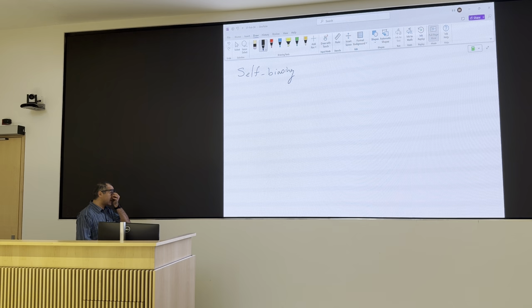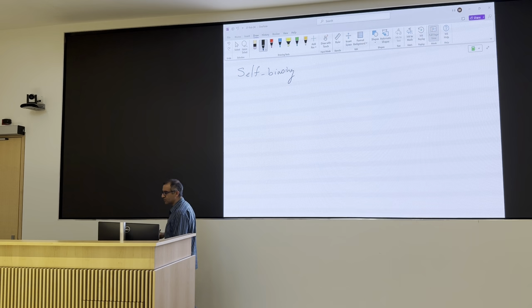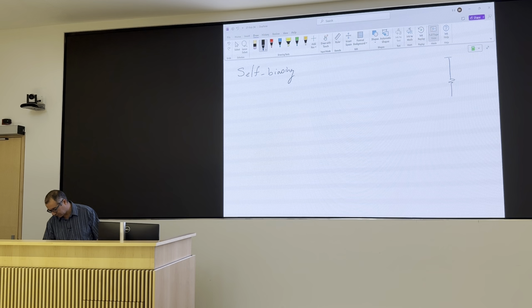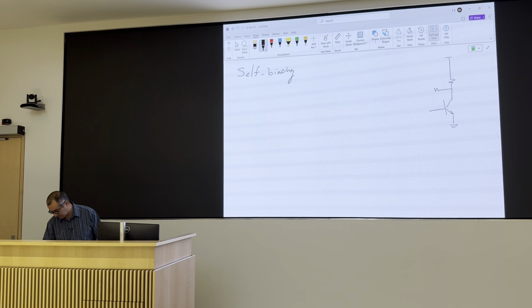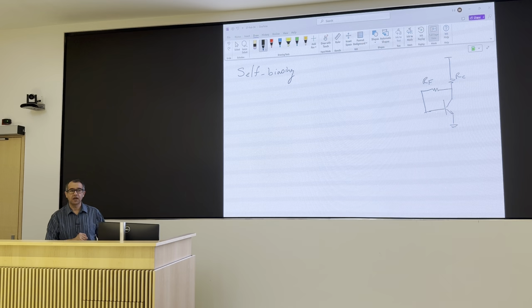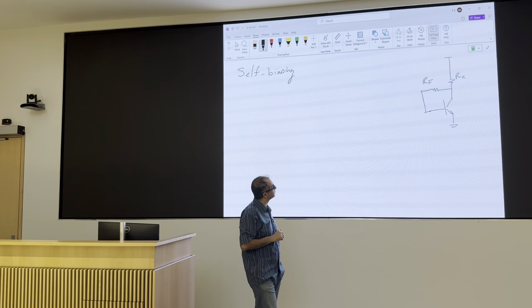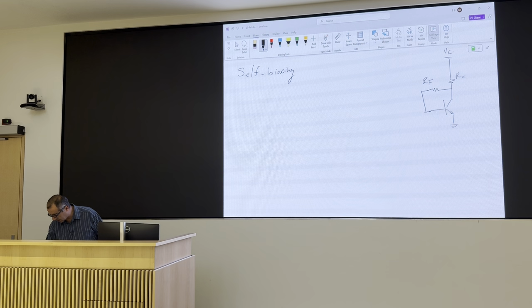So let's look at self-biasing. This is another biasing technique. I really like this one, but it's not that useful. It's just beautiful. The biasing circuit is just one component, RF. So let's analyze it to see how I generate the IC and VCE that I want.